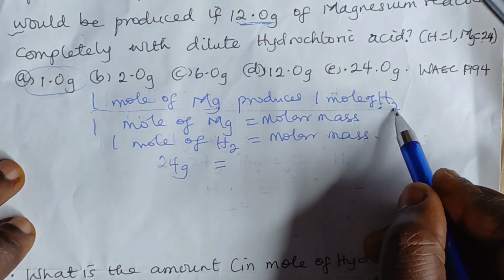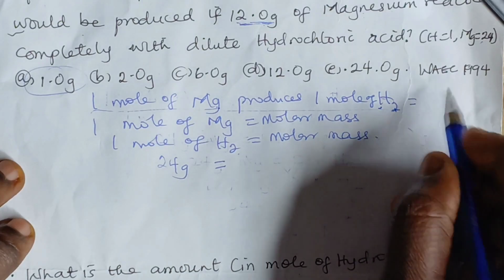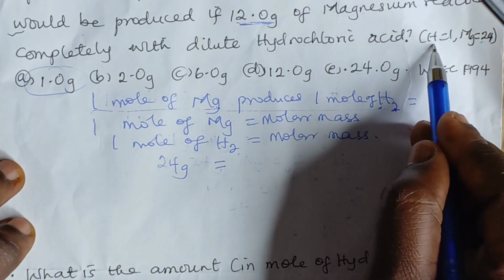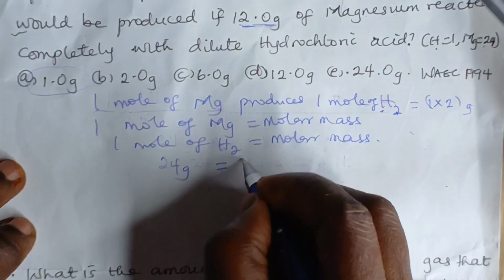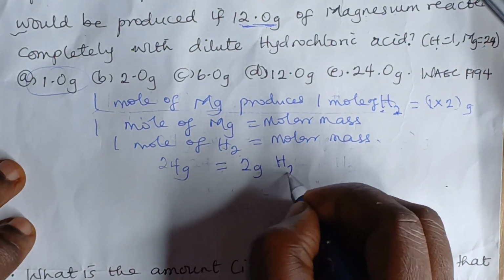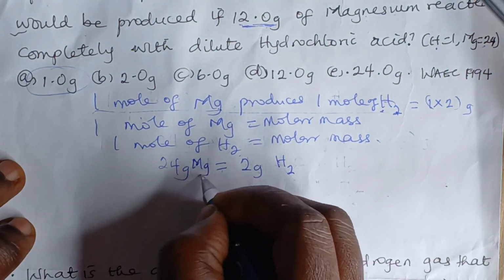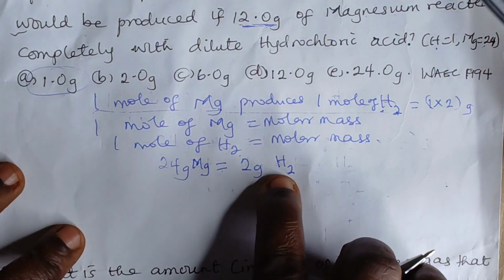Since hydrogen is diatomic, we need to work it out. H has been given as 1. So that is 1 multiplied by 2 grams. So that is 2 grams hydrogen, 24 grams magnesium. That is from the equation of reaction.